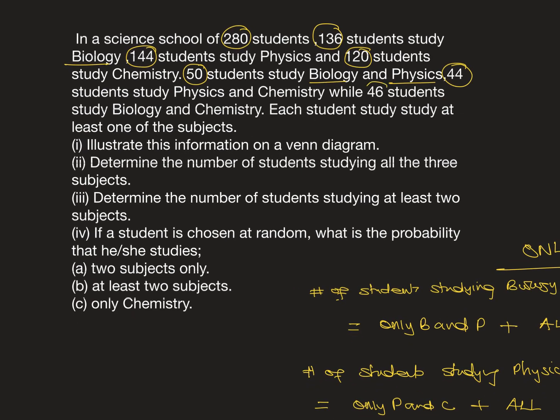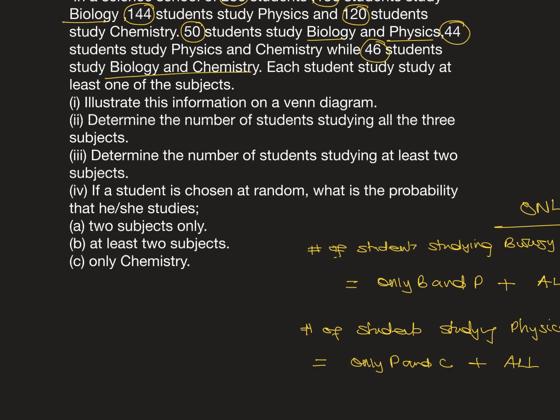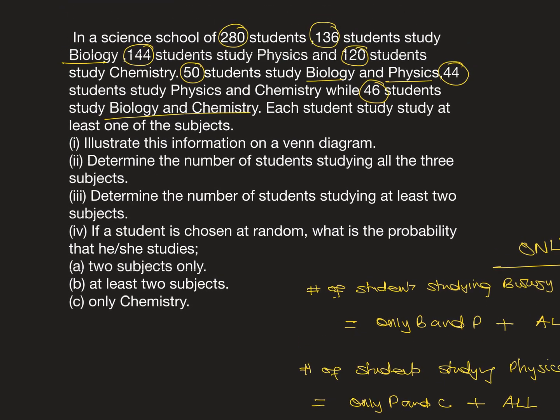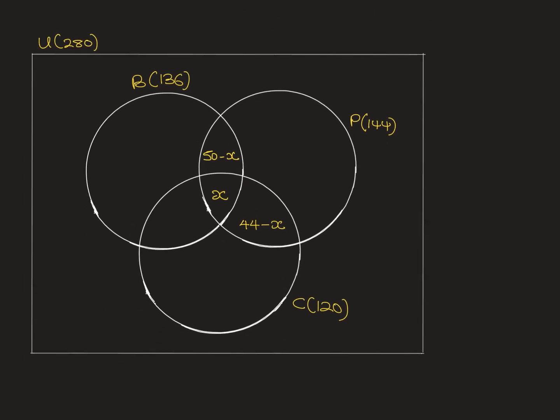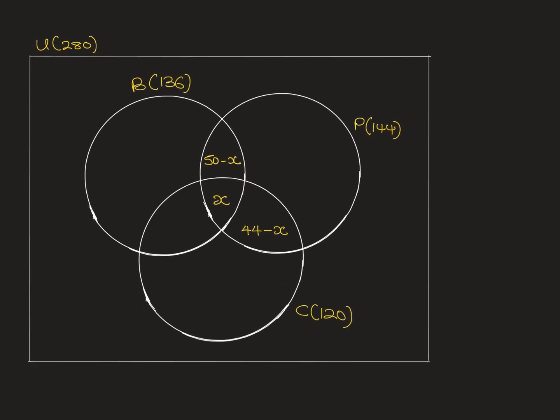It says 46 students study biology and chemistry. So biology and chemistry is 46 students, okay? If I want to know only biology and chemistry, that will be 46 minus X. Do we agree on that? I hope this point is clear, okay?